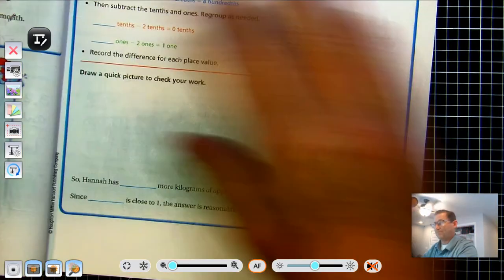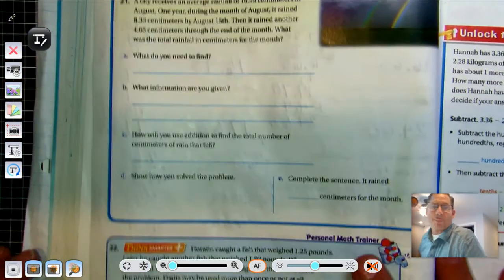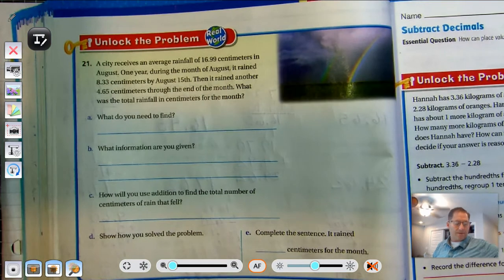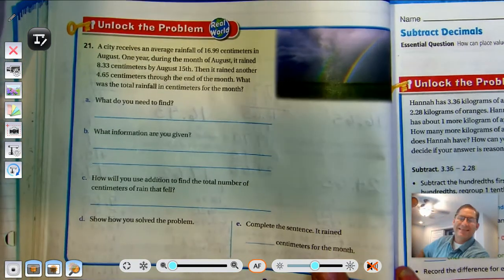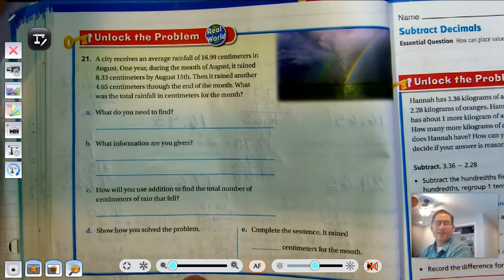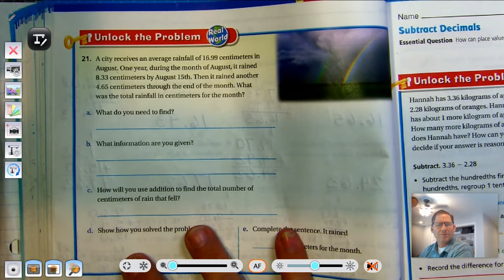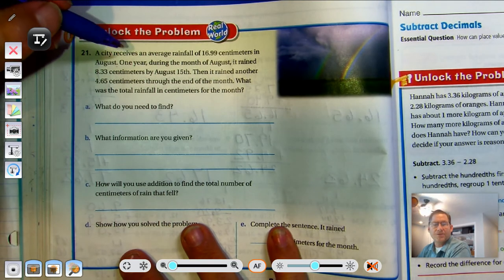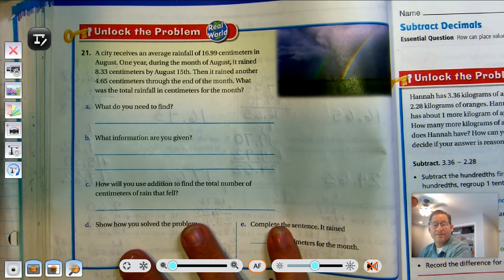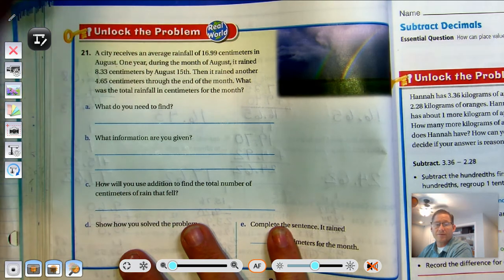All right, 21. A city receives an average rainfall of 16.99 centimeters in August. One year, during the month of August, it rained 8.33 centimeters by August 15th. Then it rained another 4.65 centimeters through the end of the month. What was the total rainfall in centimeters for the month?